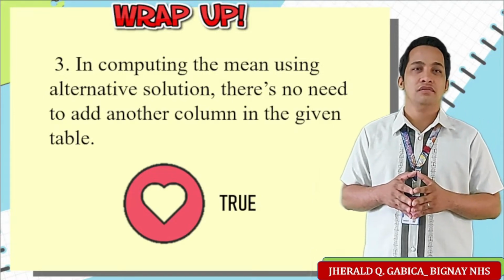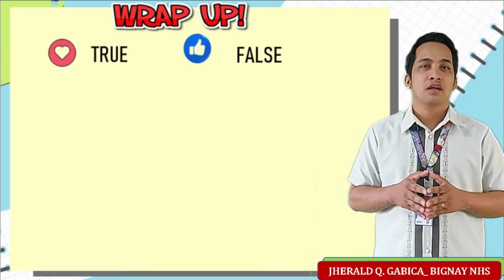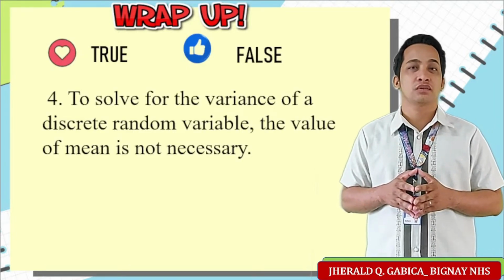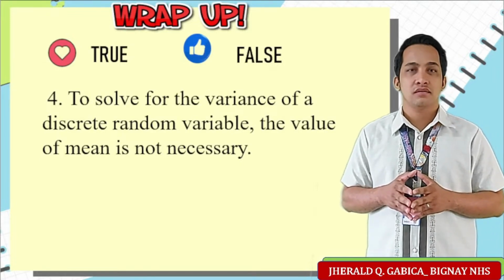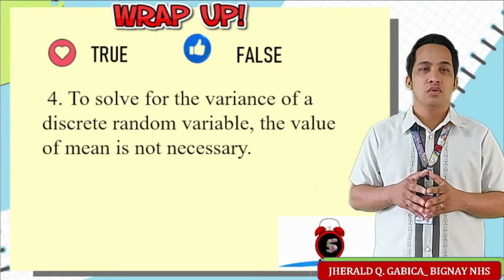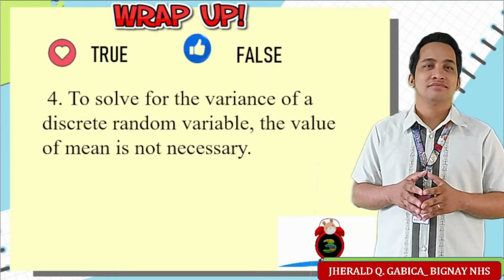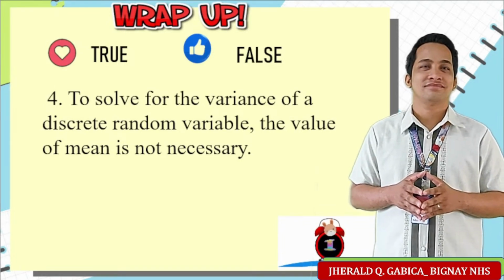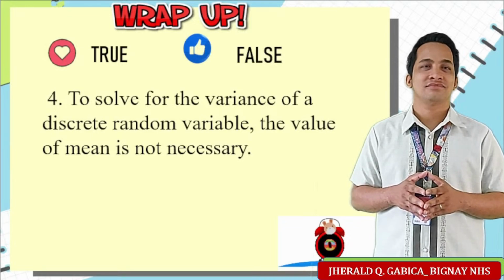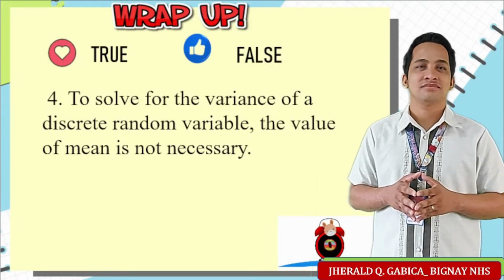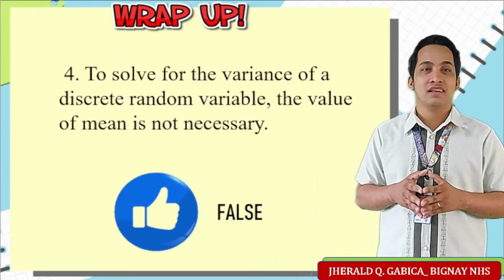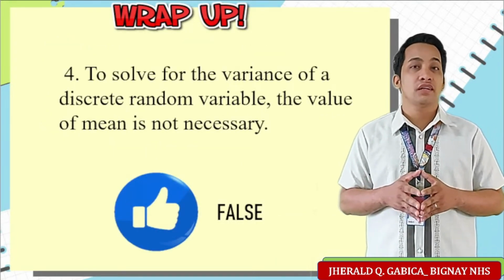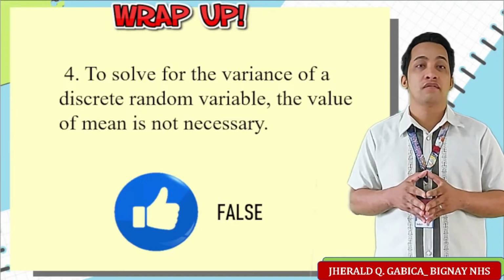And last, we have to solve for the variance of a discrete random variable. The value of mean is not necessary. 5 seconds. Go. 5, 4, 3, 2, 1. Time's up. The correct icon is like. The first step to solve for the variance actually needs the value of the mean.